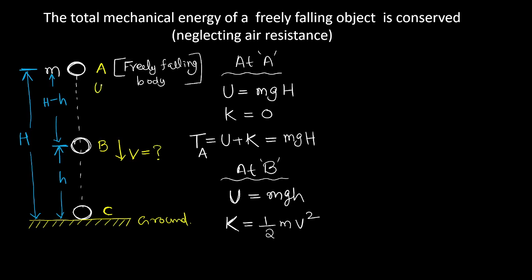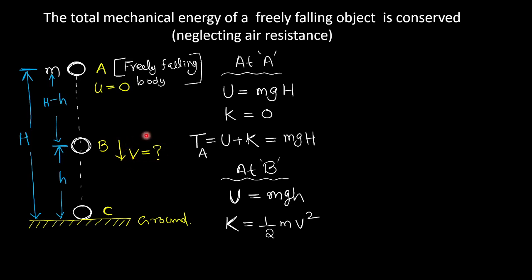Initially, I know the velocity is 0. For the time being, I am writing here. If the body is at A, initially the velocity was 0, starting. At B, the body has a certain velocity that I don't know. Initial velocity 0, final velocity I want to find out. Between A and B, the body has got a displacement H minus h.